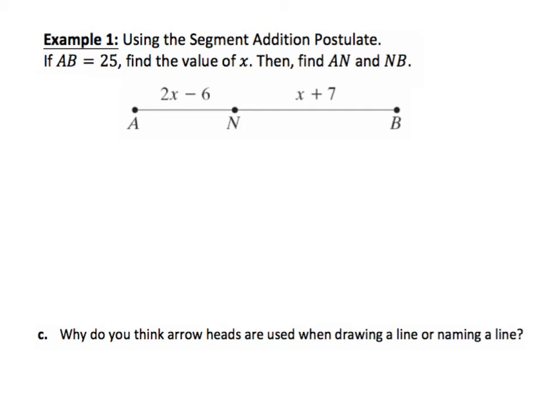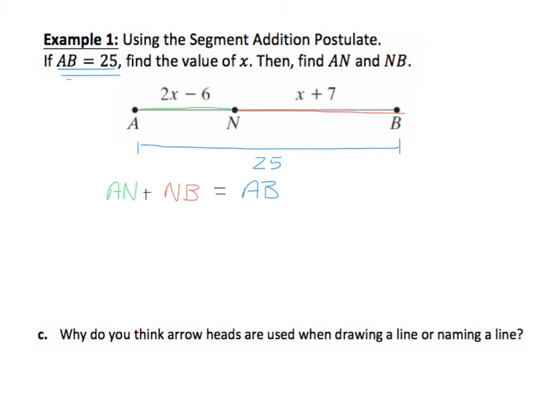So one thing you can do is mark up the diagram. It tells us here that AB is equal to 25. So if we go from A to B, all the way across that entire segment, it's 25. We also have expressions for the other two pieces, AN and NB. Now notice how together AN plus NB is equal to the entire segment AB.